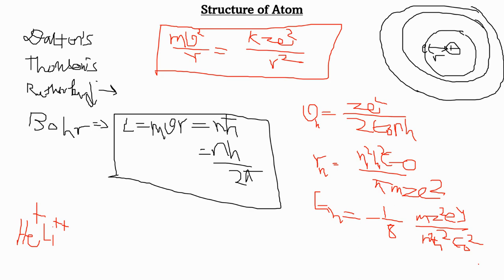And as I told you, the difference in energy gives rise to the spectrum. That is, when the transition occurs for an electron from any higher orbit to a lower orbit, or from a lower orbit to a higher orbit, the change in energy is reflected in terms of radiation. So from that it gave rise to atomic spectra.